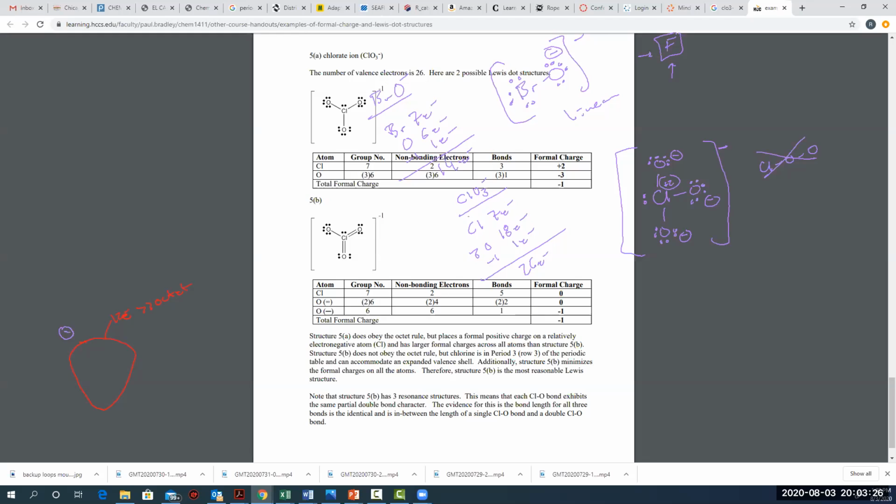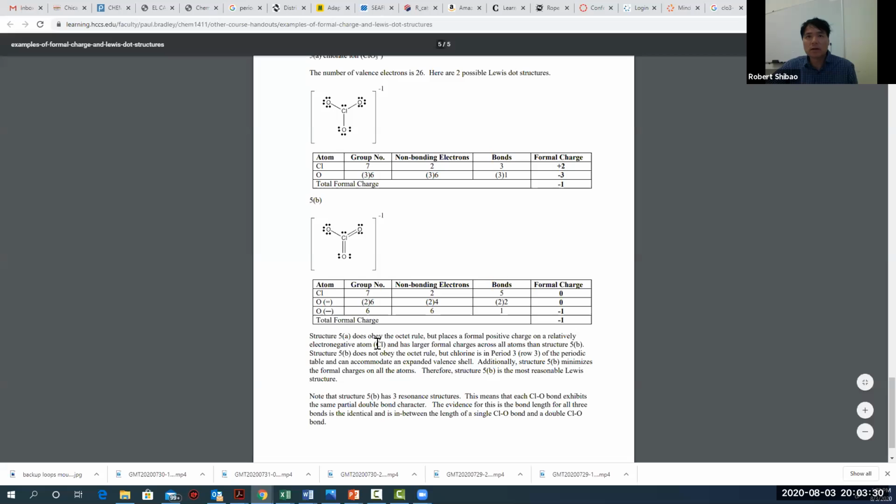So it says structure 5A, the one we just drew, does obey the octet rule, but places a formal positive charge on a relatively electronegative atom, chlorine, and has larger formal charges across all atoms than structure 5b. Structure 5b does not obey the octet rule, but chlorine is in period 3, or row 3 of the periodic table, and can accommodate an expanded valence shell. Additionally, structure 5b minimizes the formal charges on all atoms. Therefore, structure 5b is the most reasonable Lewis structure.